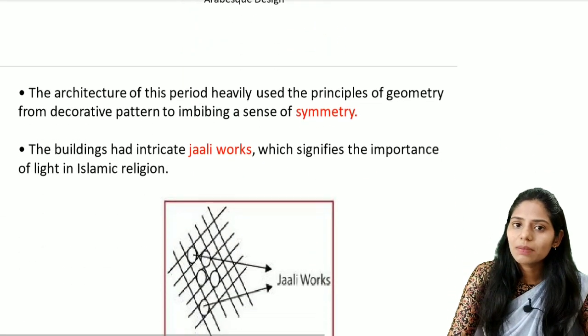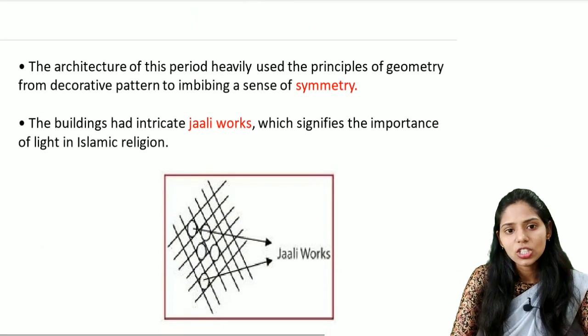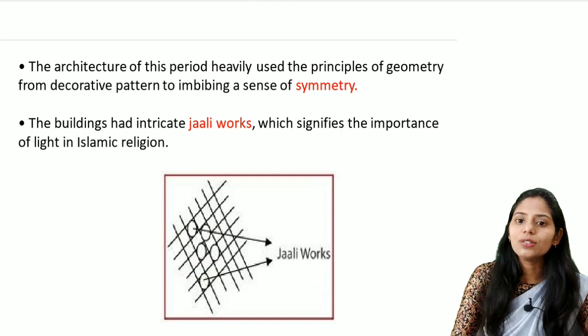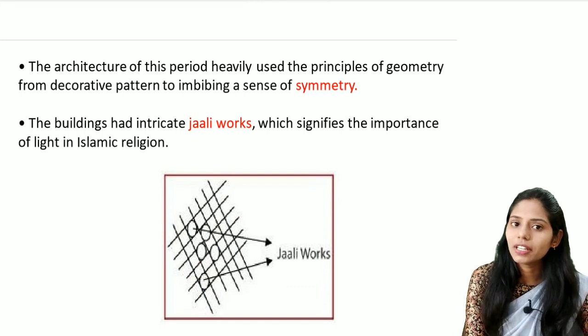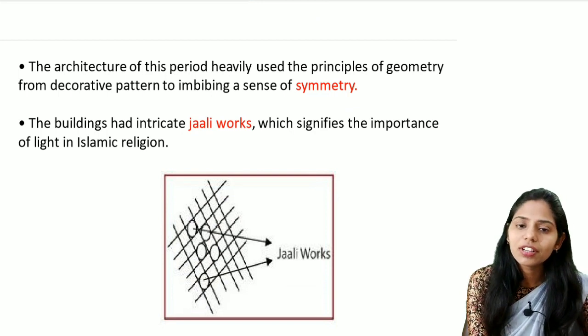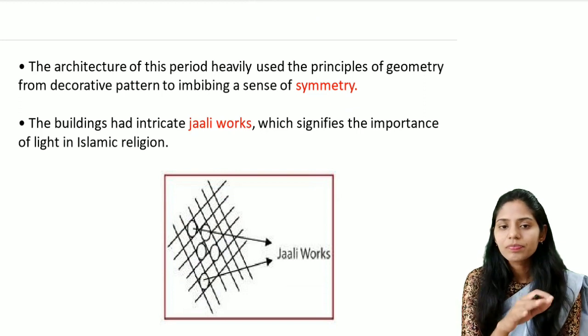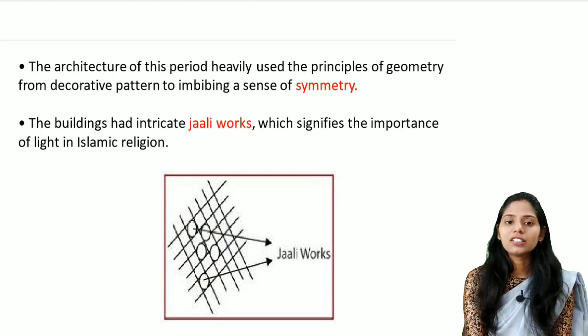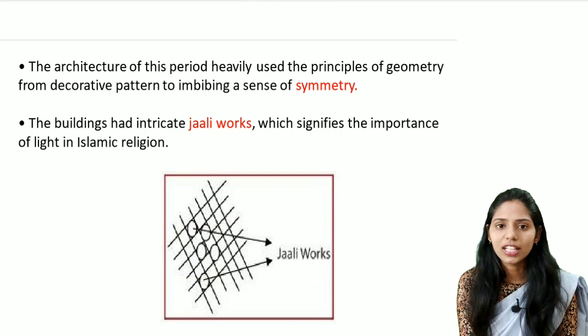And let us see the next important feature, that is, the architecture of this period heavily used the principles of geometric form in decorative patterns. They mainly focused on symmetry. That means they used different shapes like circles, squares, rectangles, octagons, etc.